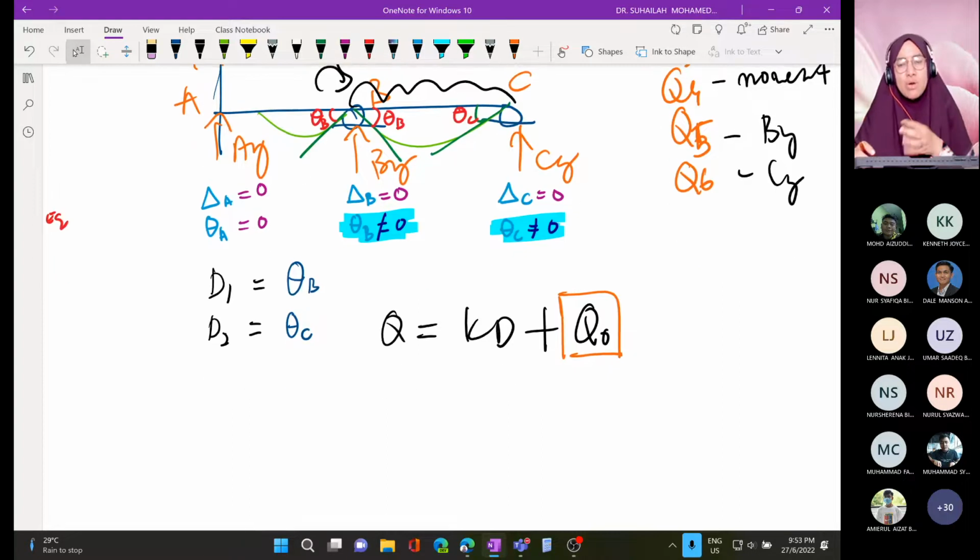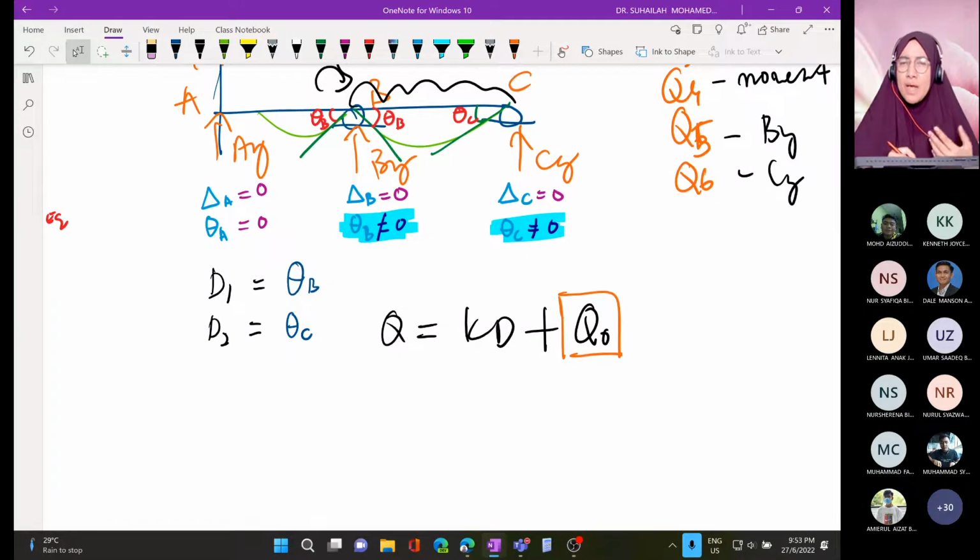So Q naught, what is actually Q naught? Q naught is equivalent nodal forces. Kalau Q is nodal forces, Q naught is equivalent nodal forces. Equivalent nodal forces ni refers to member which has loading.